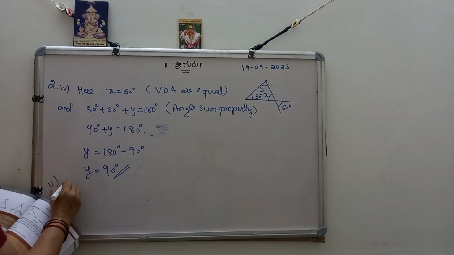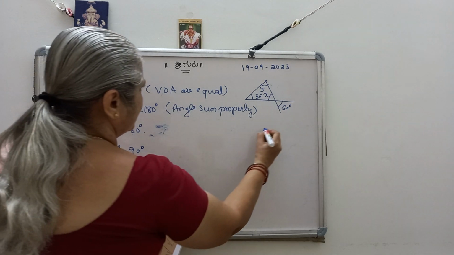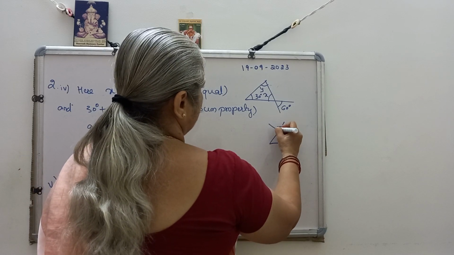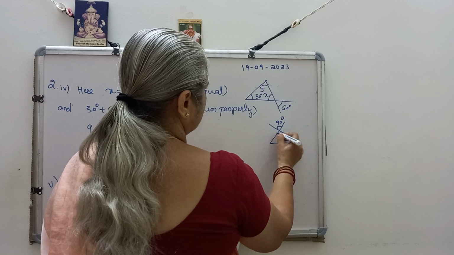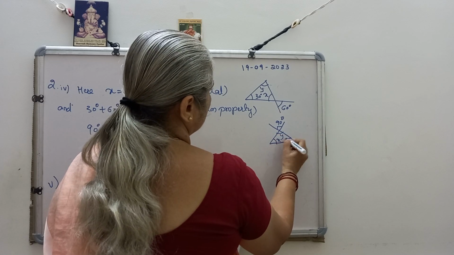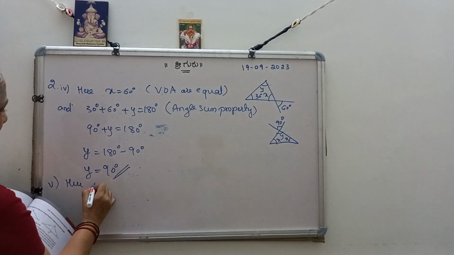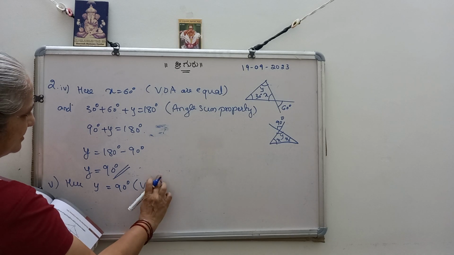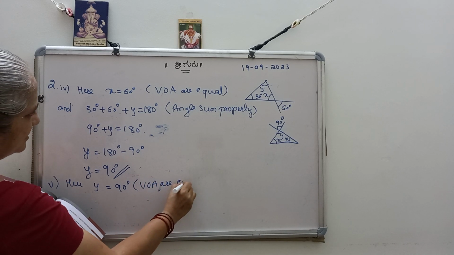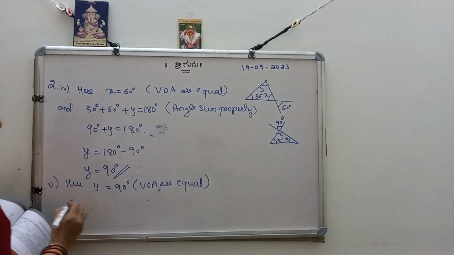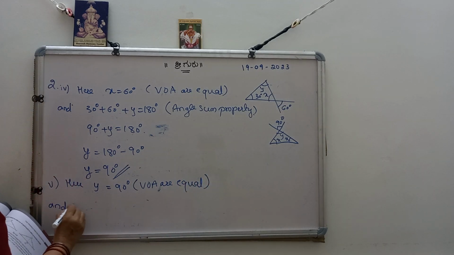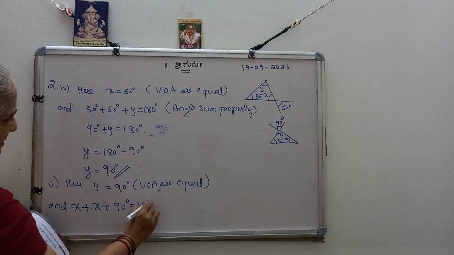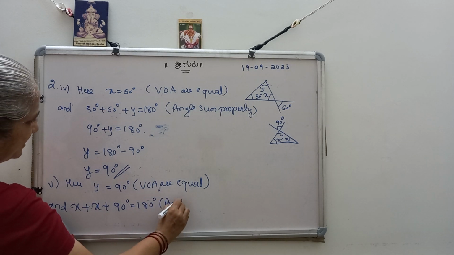Again the same thing. In that figure, this angle is 90 degrees and this is y, and these two are equal, x and x. y is equal to 90 degrees because vertically opposite angles are equal, and x plus x plus 90 degrees is equal to 180 degrees. Angle sum property.